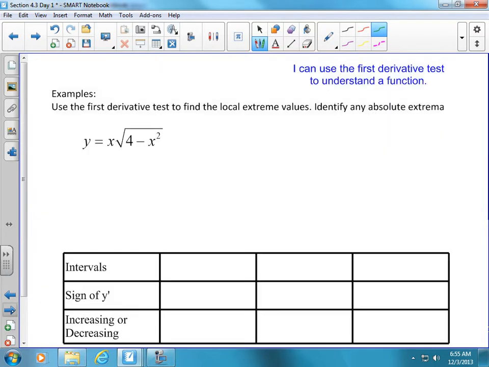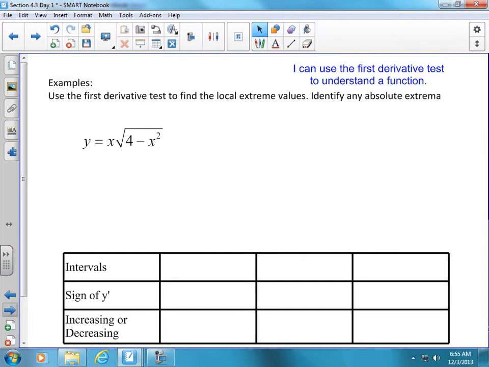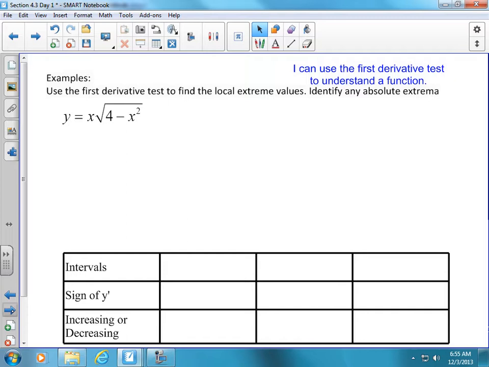All right, next problem. Use the first derivative test to find the local extreme values. This one's a little bit more intense only because we have to use the product rule to take the derivative. So it has just a little bit more labor applied to it, but we're not afraid of hard labor. Okay, that's a 1/2.